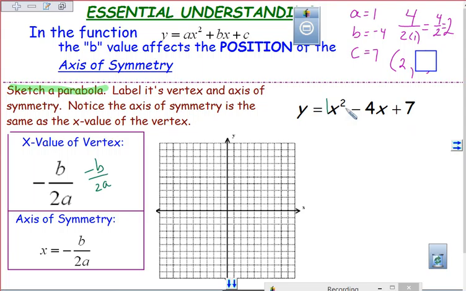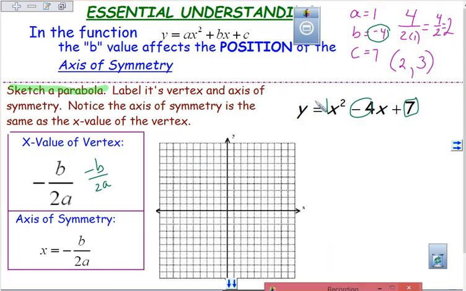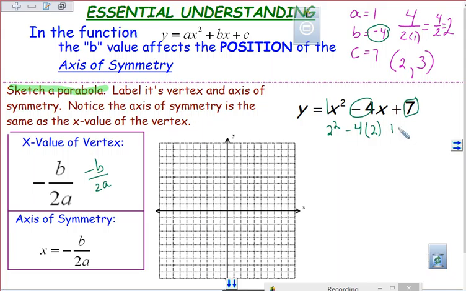our a value is 1, our b value is negative 4, and our c value is 7. So we plug into that negative b over 2a, so we get positive 4 over 2 times 1, which is 2. Then if we plug 2 into our function, 2 squared minus 4 times 2 plus 7, out would come 3. So that's the other half of our vertex.